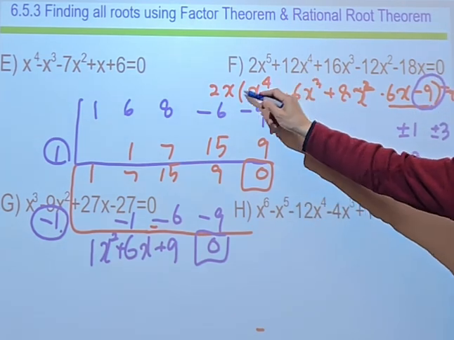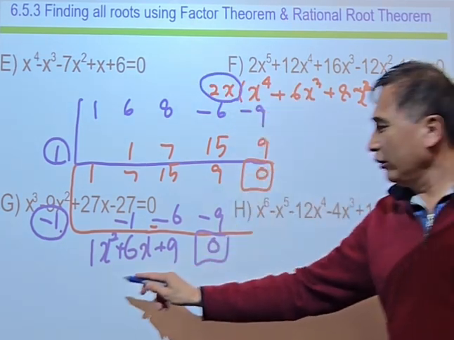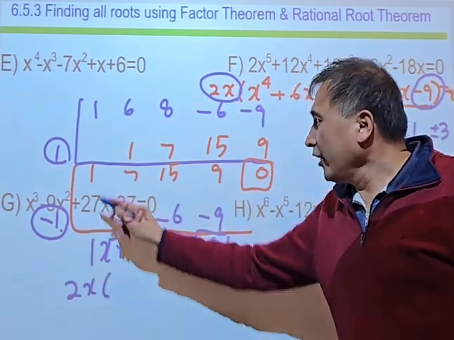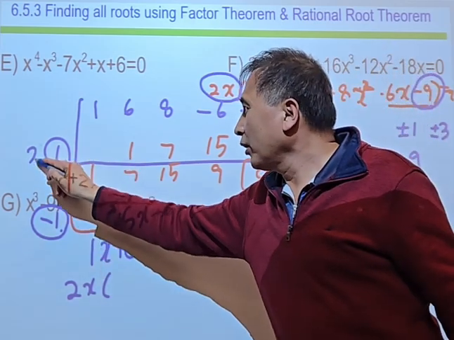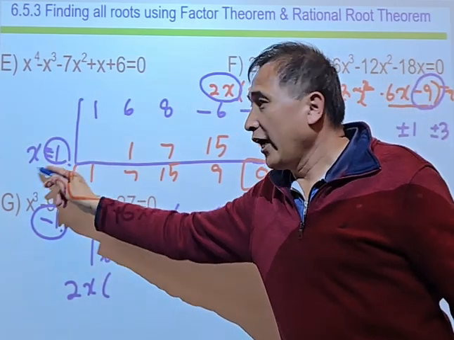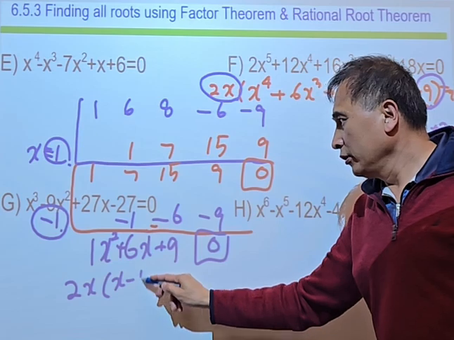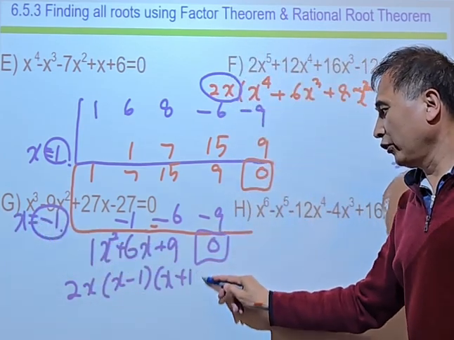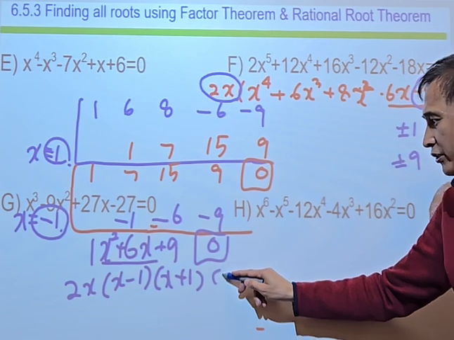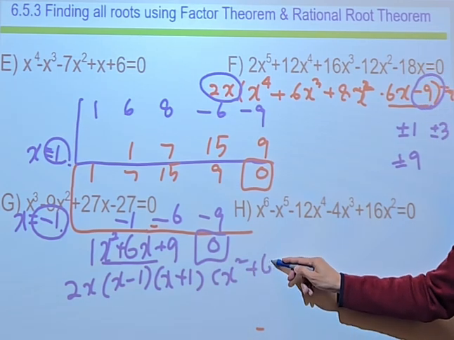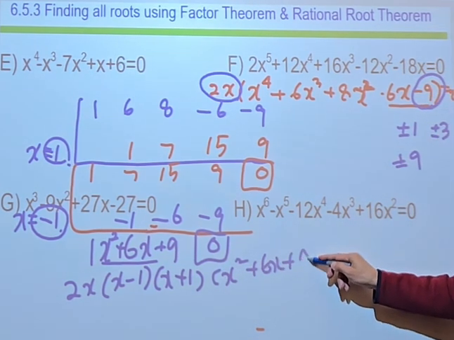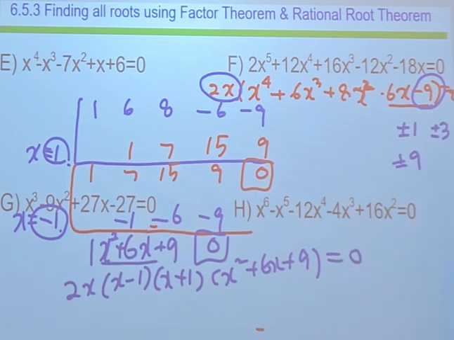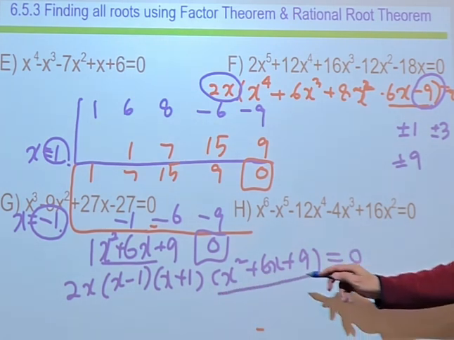So if we write it from the very beginning, 2x was out there, 2x. And here, x equals 1. From there, x minus 1 is a factor. x equals negative 1. From there, x plus 1 is a factor, right? And then this x squared plus 6x plus 9 equals 0. We can factor that way. Quadratic. If you can, this is easy.